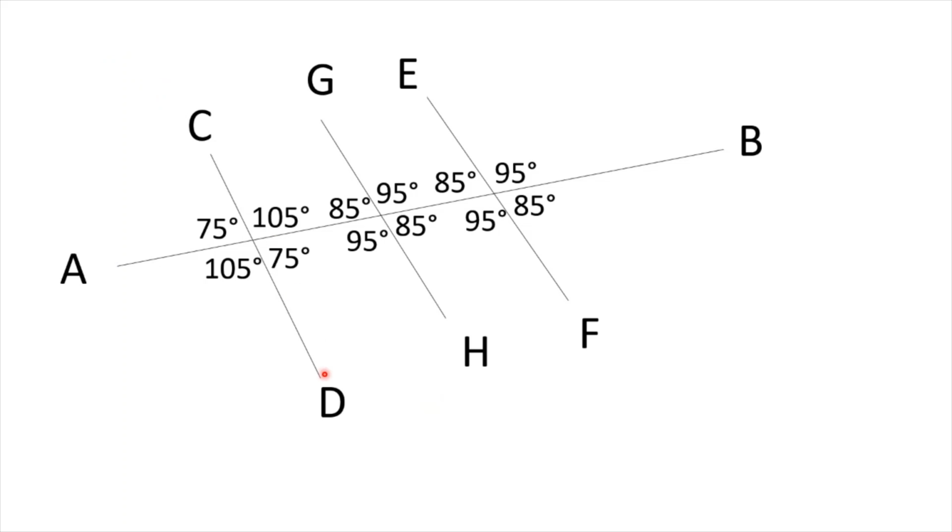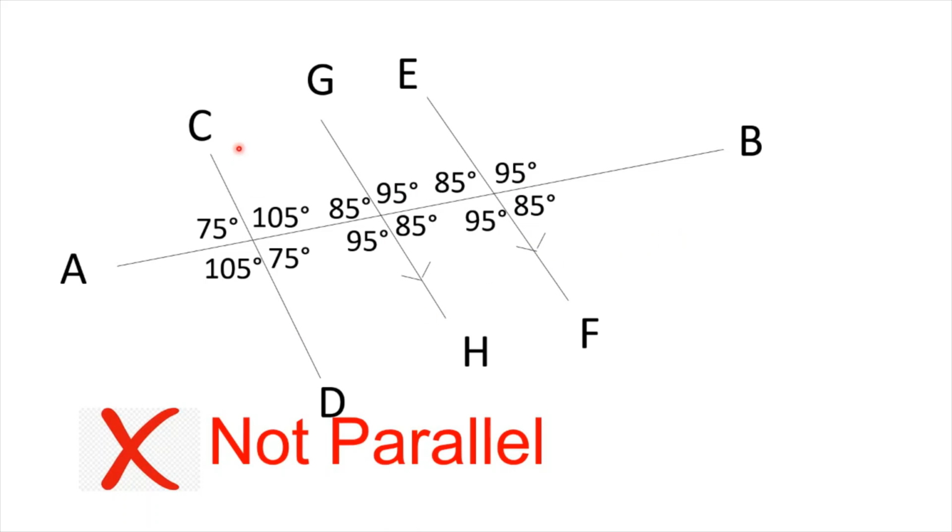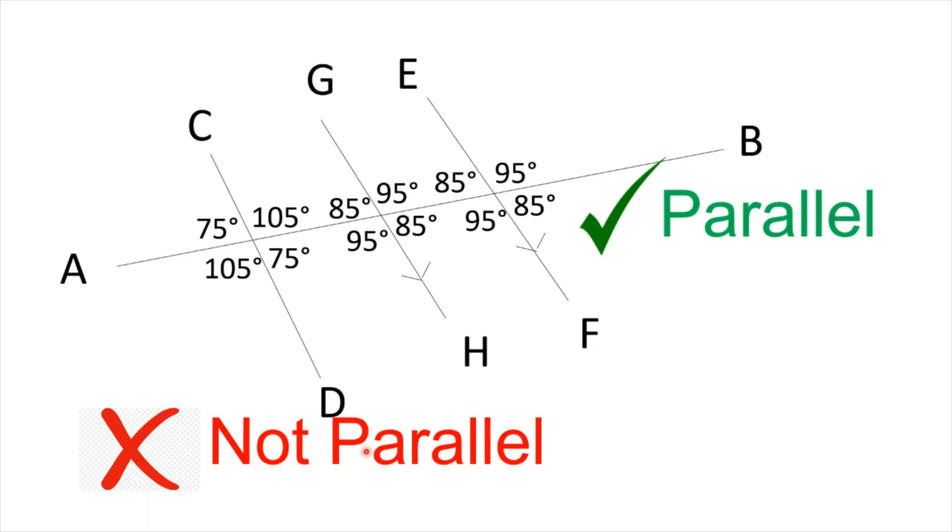Well, CD isn't going to be parallel to anything, but GH and EF both have the same values, so they will be parallel. Yay! So this line is not parallel with anything, and these two lines are parallel because the angles at which the lines meet AB are the same.